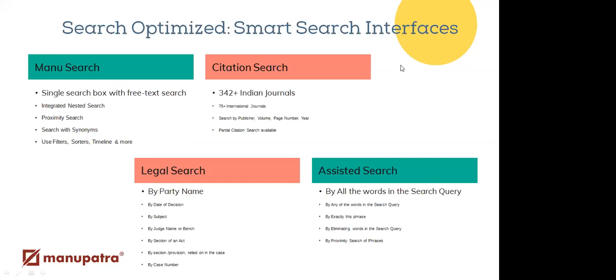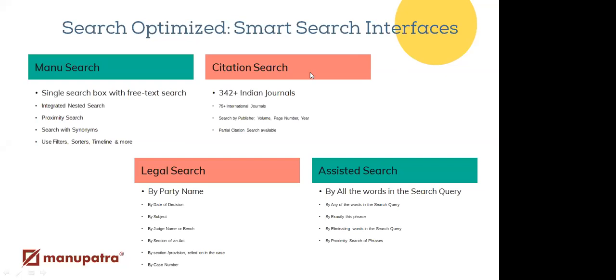Not just this. Suppose you know that this particular judgment was published in the AIR in this year, but you don't know the volume or the page number. No worries. You can just search for that year's AIR, whatever judgments were there, they would come. So even if you have a partial citation, you can go about searching for the same.